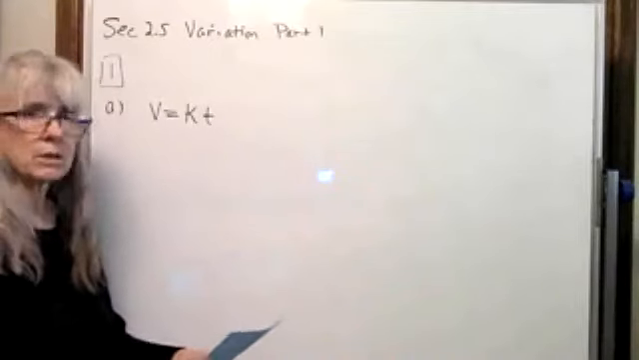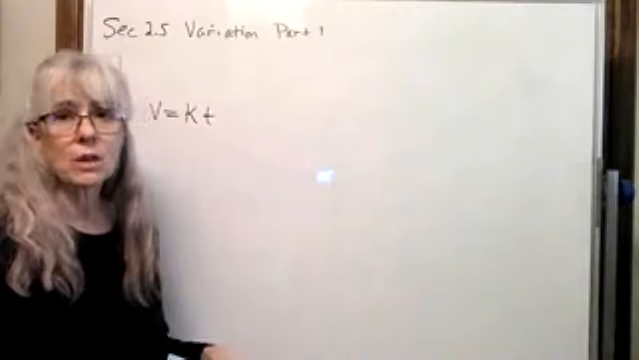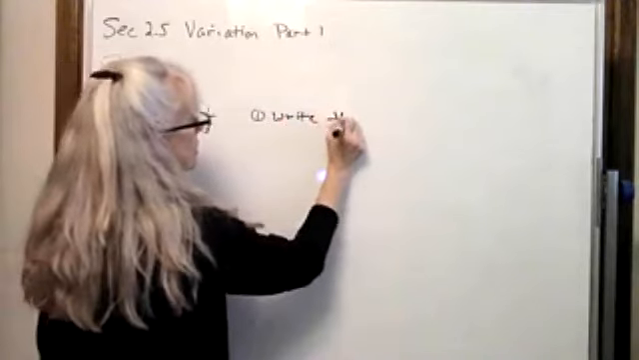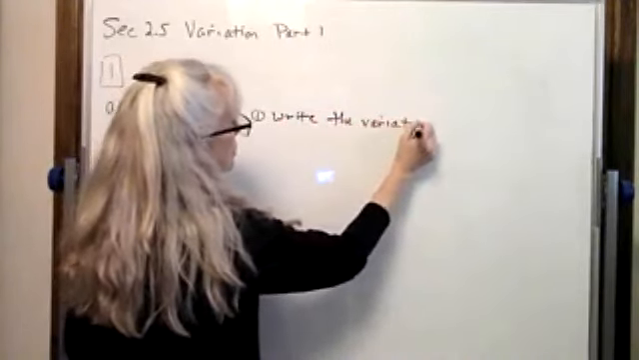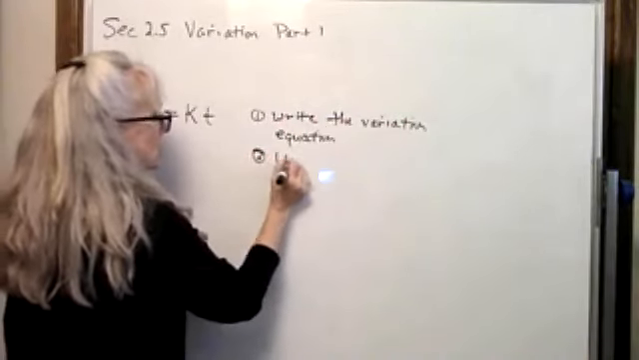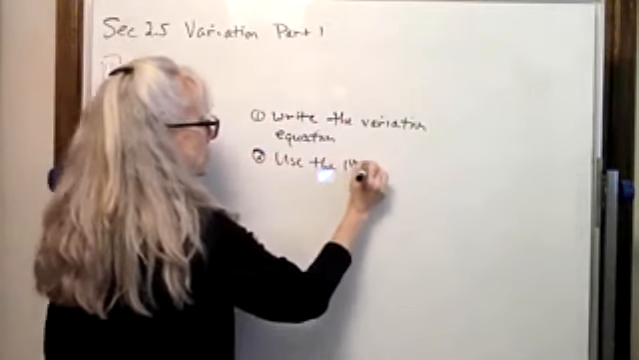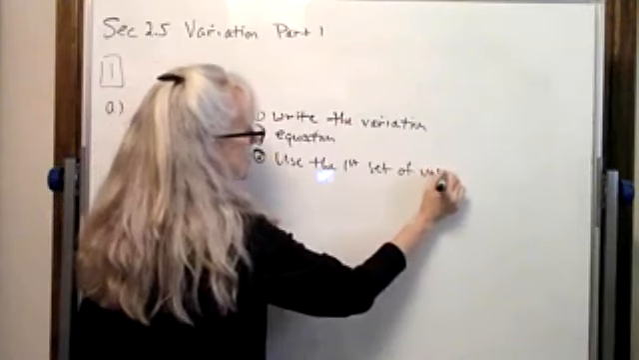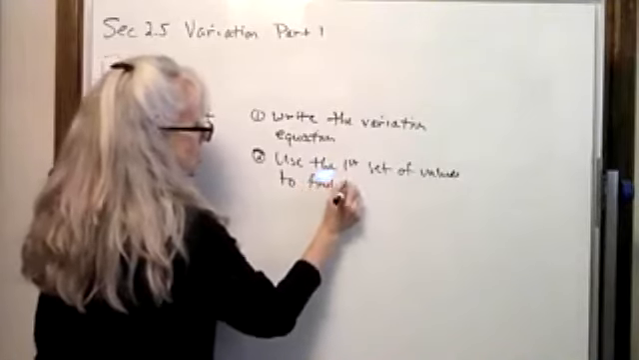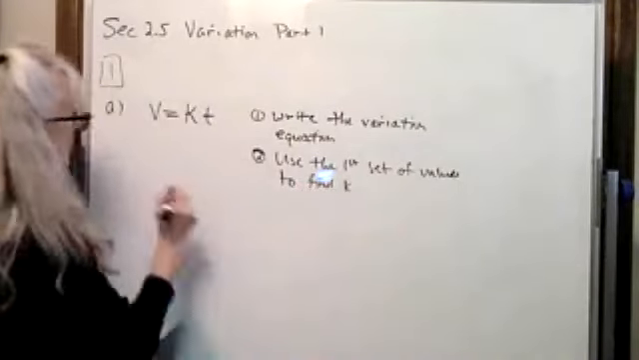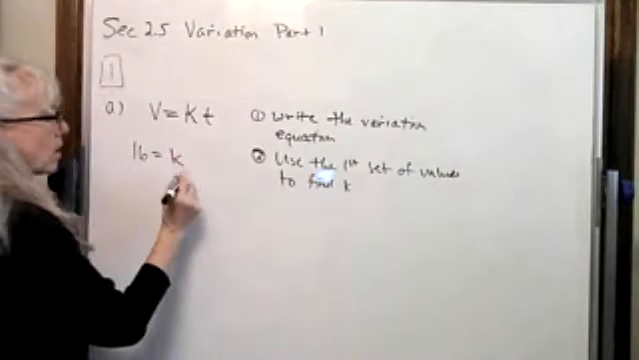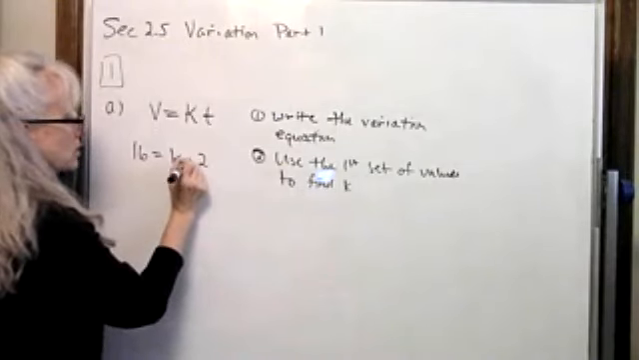So that right there represents the very first part of the problem. V varies directly with t. Now they're going to give me a set of numbers in order to be able to calculate k. So the first step is to write the variation equation. And our second step is now we're going to use the first set of values to find k. And sure enough, in this problem, it tells us specifically v is 16. So we're going to replace v with 16 when t is 2. So I kept k there, and I'm going to replace the t with the 2. And now we just need to solve it for k.